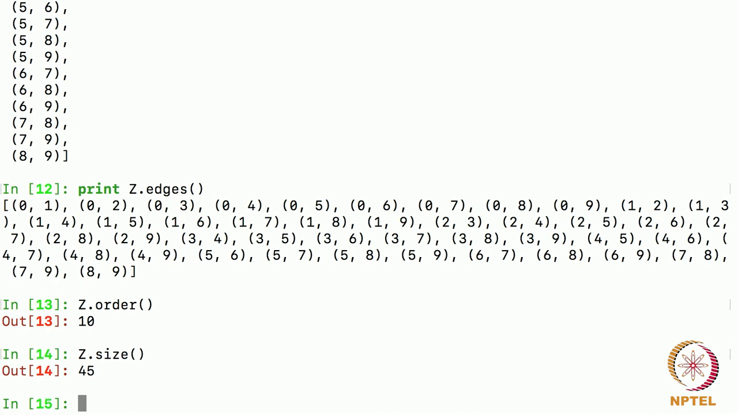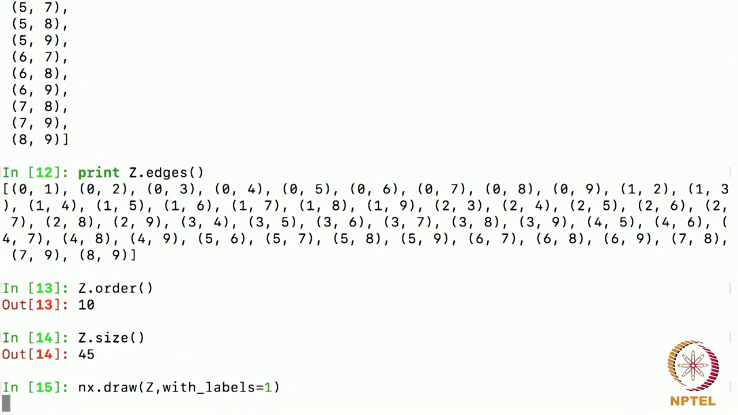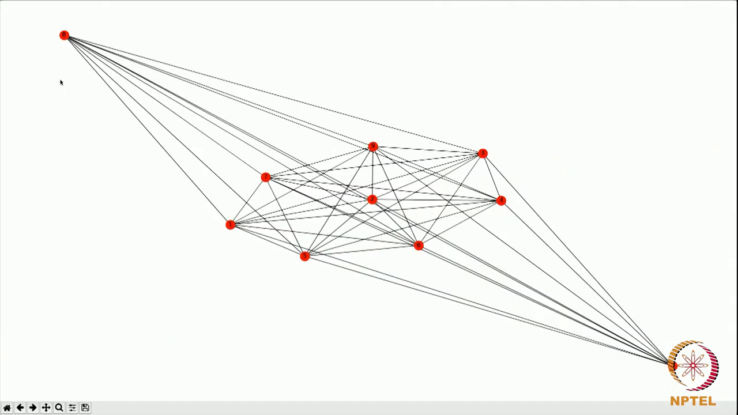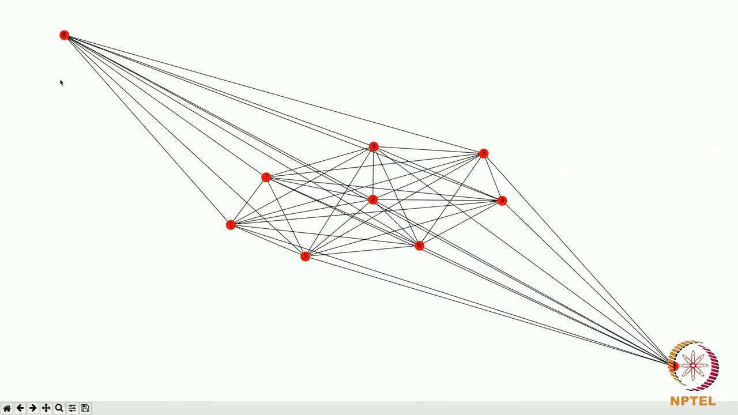Now let me visualize this graph Z. How do I visualize it? nx draw Z, I want it with labels, so I say with labels equals 1, and then I say plt show, it will show me the graph. And here is my complete graph on 10 vertices. As you can see, every node is connected to every other node. That is what you mean by a complete graph, correct?